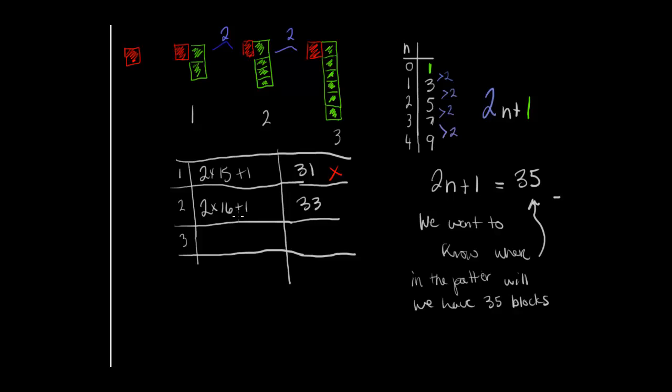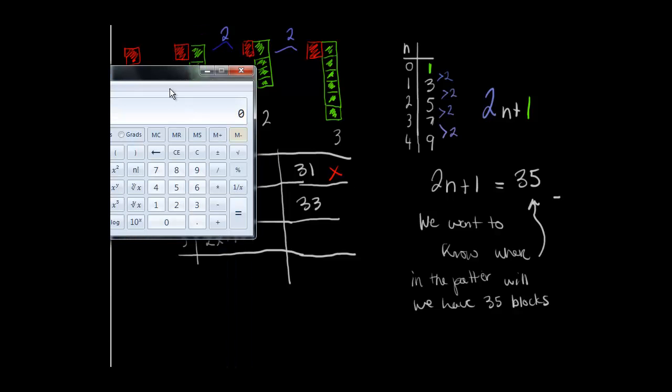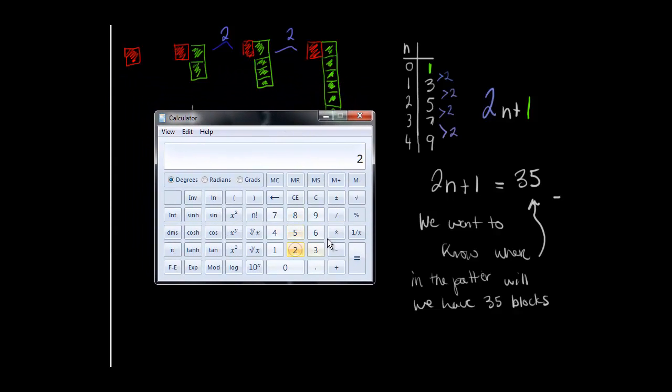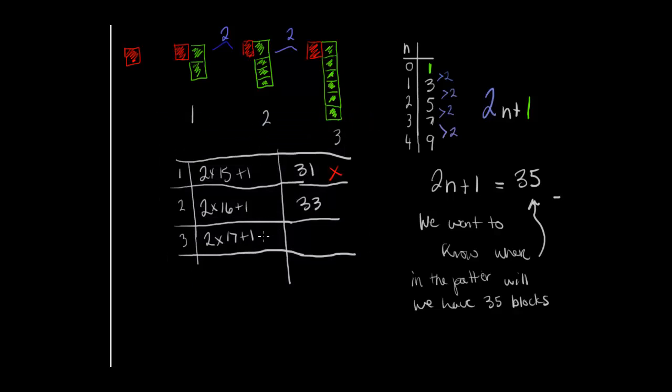All right, so now we're going to try 2 times 17 plus 1. All right, so if we do 2 times 17, equals 34. All right, so then we add that 1 and we end up with 35.